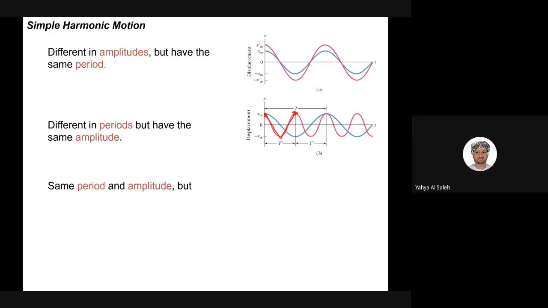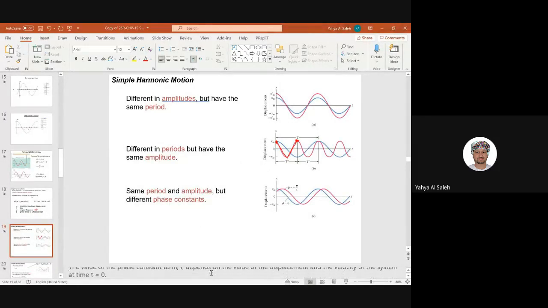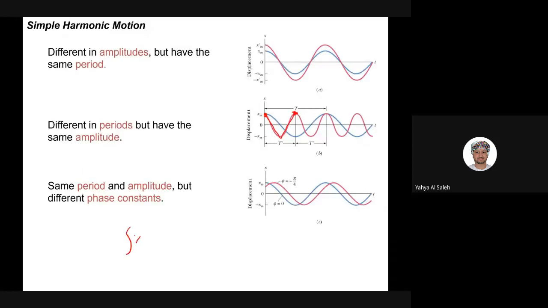Okay, we have one more option. Same period, same amplitude, but different phase constant. And this is what we find. Now, a phase constant works very much like the constant c in integration. When we integrate, say for example, the integral of x dx, what is the answer? If I don't have limits, my answer is going to be x squared over 2 plus c. And then to find out what the c is, I need to put initial or boundary conditions.